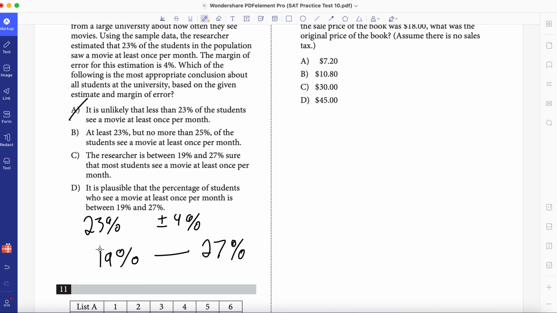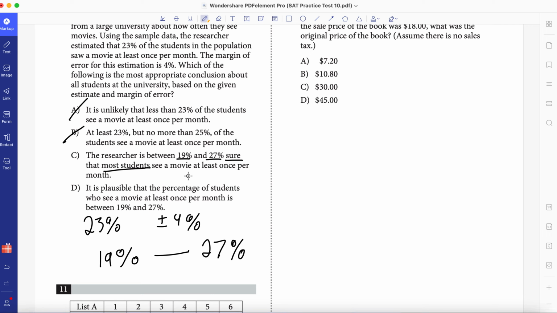At least 23%, but no more than 25. No, that's incorrect because it's not at least 23. It's at least 19 and no more than 27. That's our range because we use this margin of error. The researcher is between 19% and 27% sure that most students see a movie at least once per week. So if you're going by fast, you say, oh, 19%, 27%, those are my numbers. The answer is C. But that's incorrect because it says the researcher is between 19% and 27% sure that most students see a movie at least once per month.